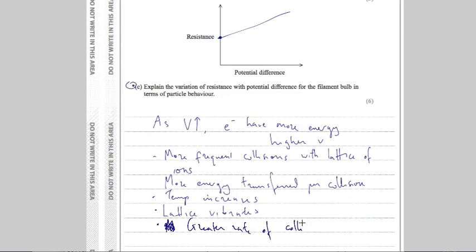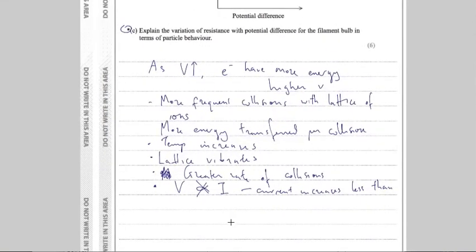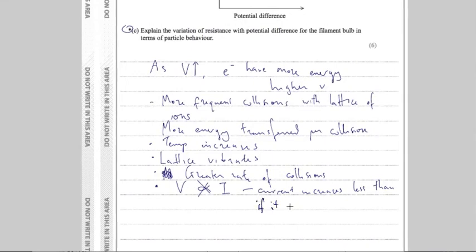And what that ultimately means is that voltage is not proportional to current. Current increases less than if it were proportional to the voltage.